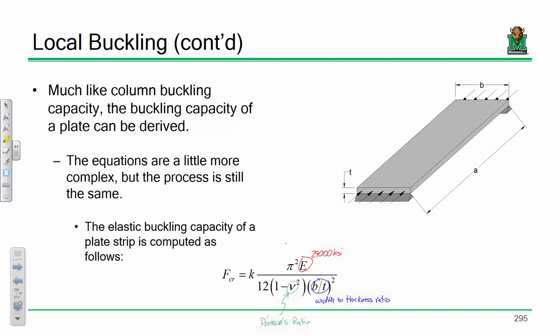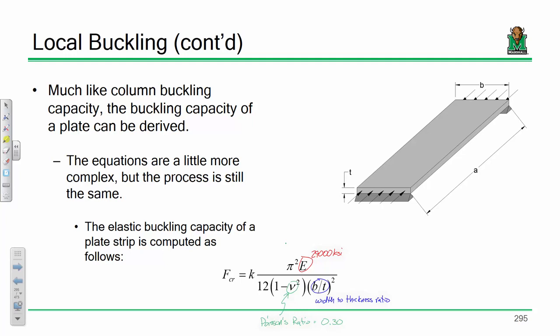Steel has a Poisson's ratio, concrete has a Poisson's ratio, every unique material has a unique Poisson's ratio. For steel, for structural steel, that value is always about 0.3. Okay, that's just a constant. You don't have to memorize that. I just want you to see what that value is.